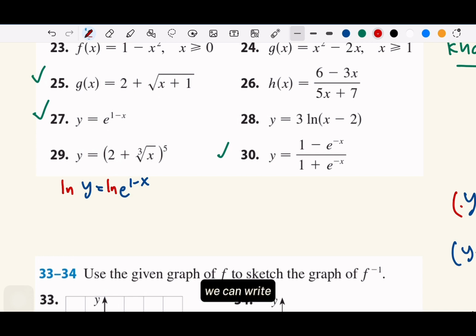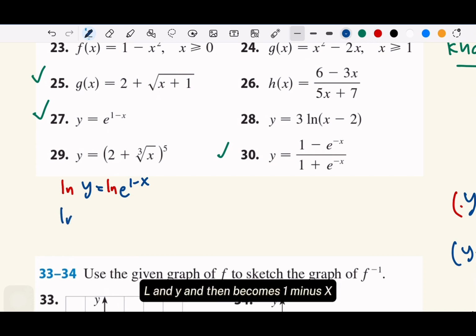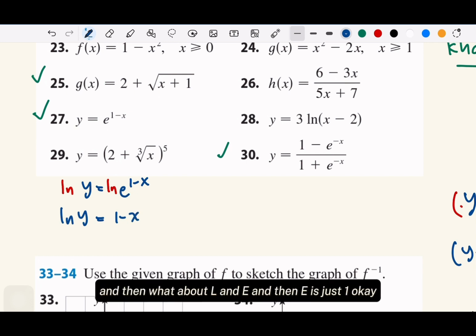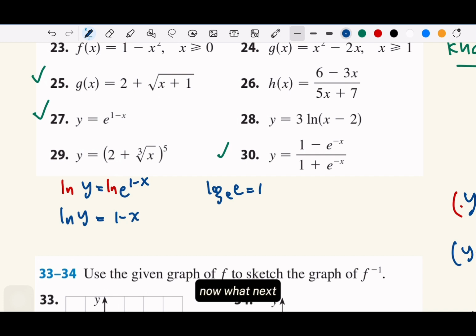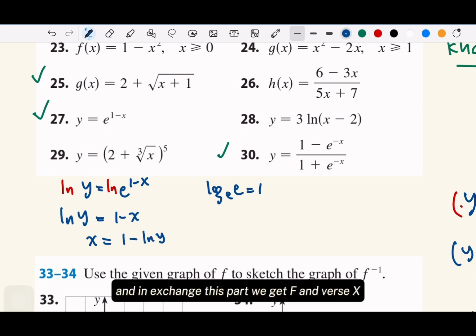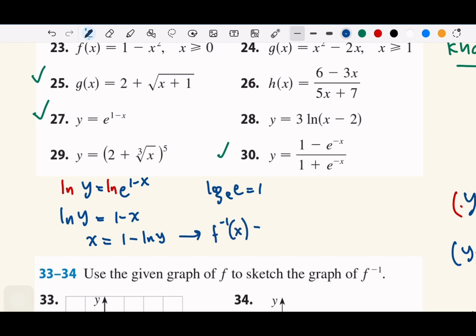So we can write ln y and then it becomes 1 minus x. And then what about ln e? ln e is just 1. Okay. Remember that log e is equal to 1. Okay. Now what next? What next is we are getting x equal to 1 minus ln y. And then exchange this part, we get f inverse of x equals 1 minus ln x.